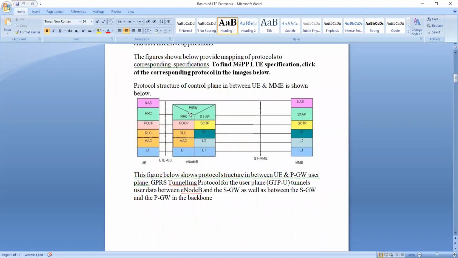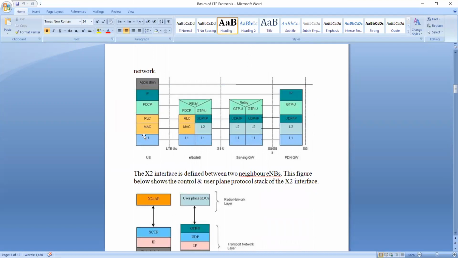So this is our control plane. UE and eNode B, S1 MME, MME. Okay. And this is our user plane. UE, eNode B, S gateway, P gateway.